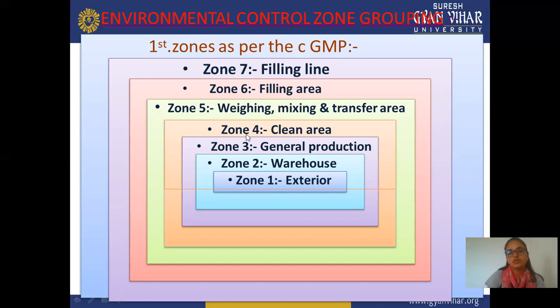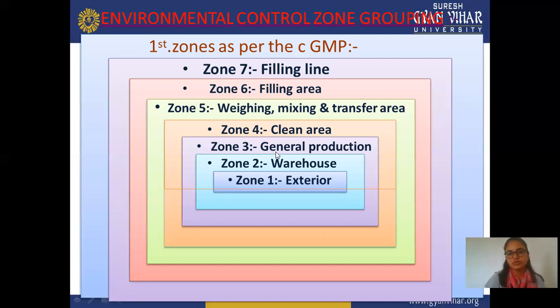And the fourth zone is zone 4. This is a cleaning area, or clean area, where cleaning of your equipment, material or particular containers takes place. And zone 5 is the weighing, mixing and transfer area. In this zone 5 area, you weigh your material or ingredients and mix them in this area only, and transfer from one area to another with the help of zone 5.